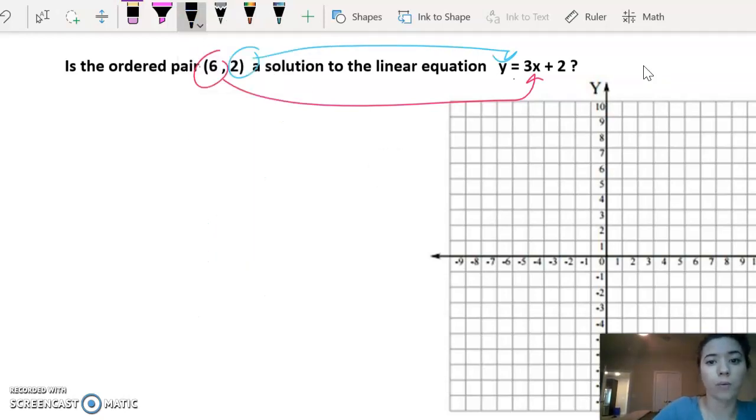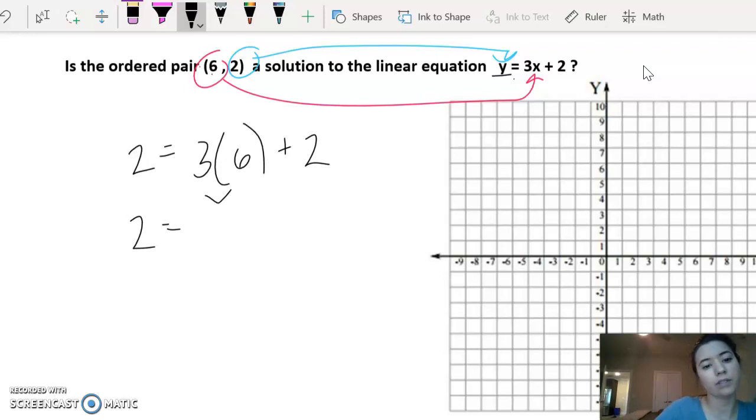So we start with y, which is 2, equals 3 times x, which is 6, plus 2. So 2 equals 3 times 6, which is 18, plus 2.